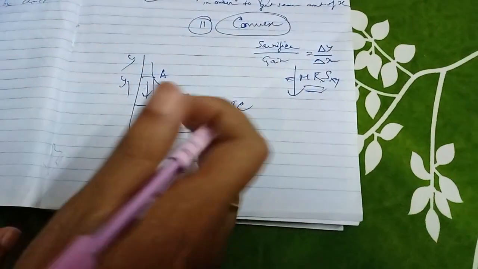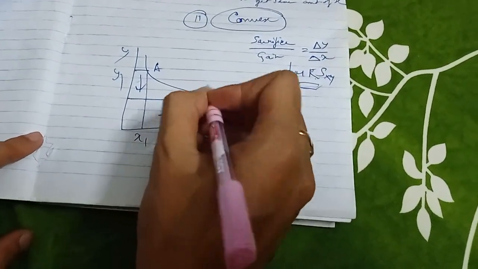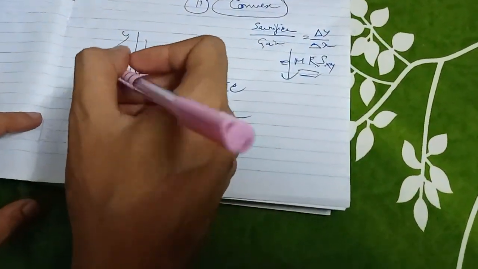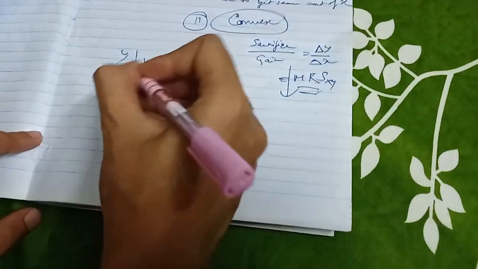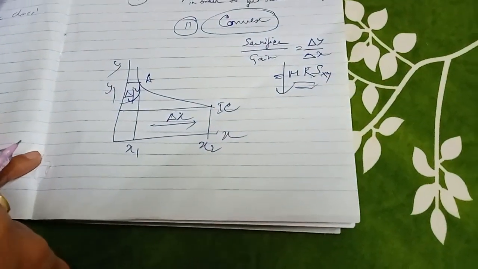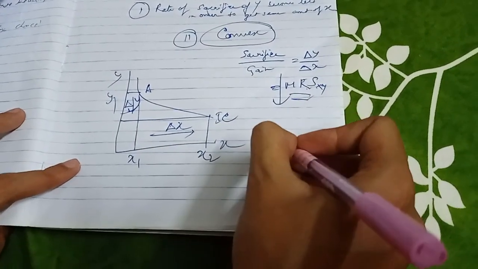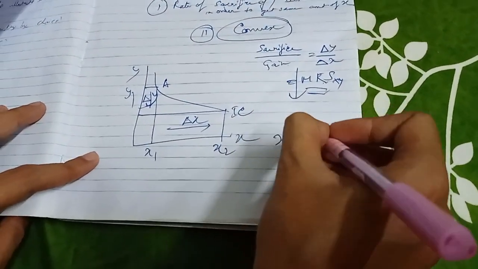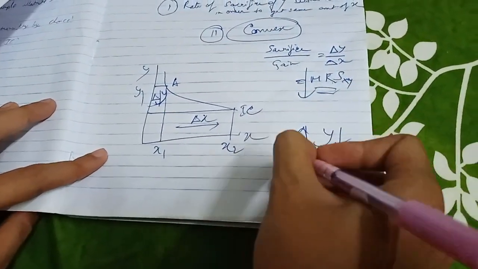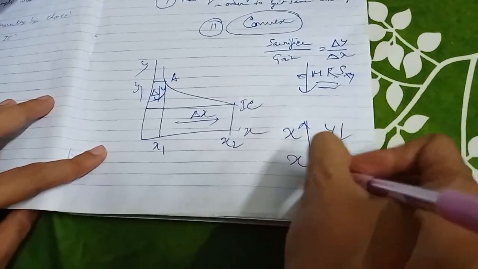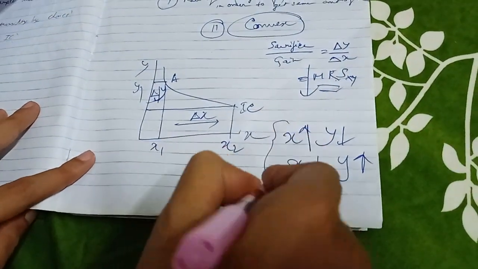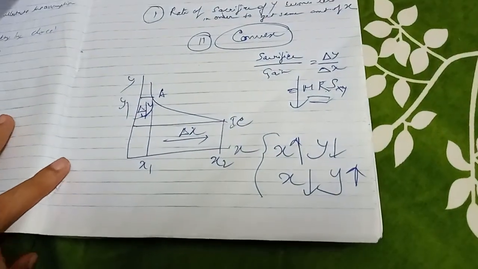I can never get this much amount of additional X without sacrificing Y. I have to sacrifice some amount of delta Y to get some delta amount of X. So whenever you want to obtain X, you have to sacrifice Y. Or else if you want to sacrifice X, then only you can obtain Y. This makes the curve a downward sloping curve. Done?